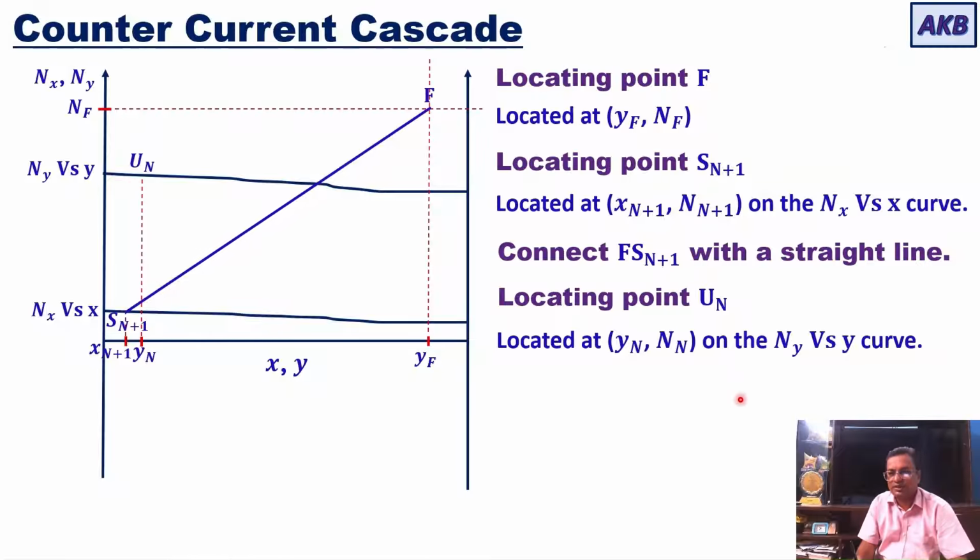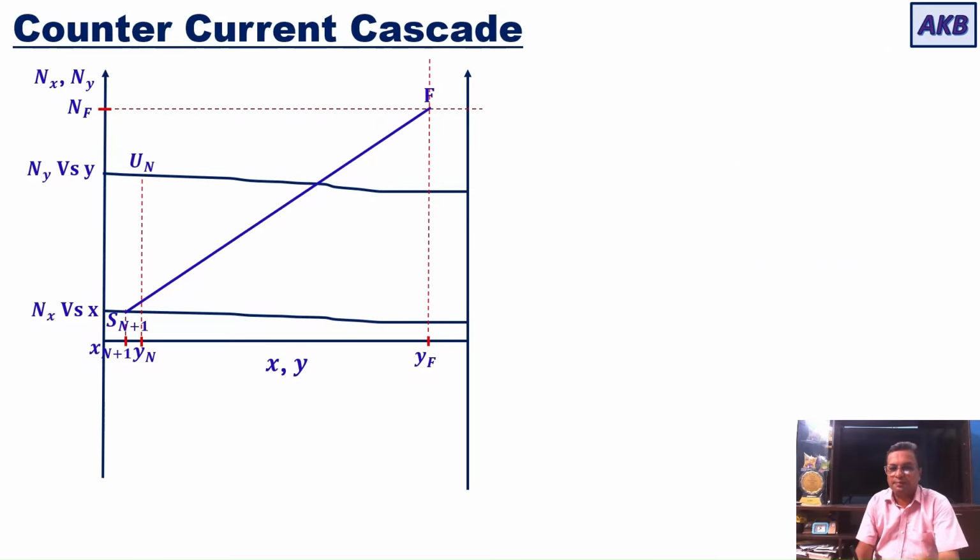So at the end of this particular discussion, now you know how to locate point f, you know how to locate point Sn plus 1, and you know how to locate the point un. Let us move on. Okay, so after locating those points, f, un, Sn plus 1, we have located f, then we have located Sn plus 1, and then after that we had located un. Further, the next task is we have to locate point m, and point m will be located on the line f Sn plus 1.